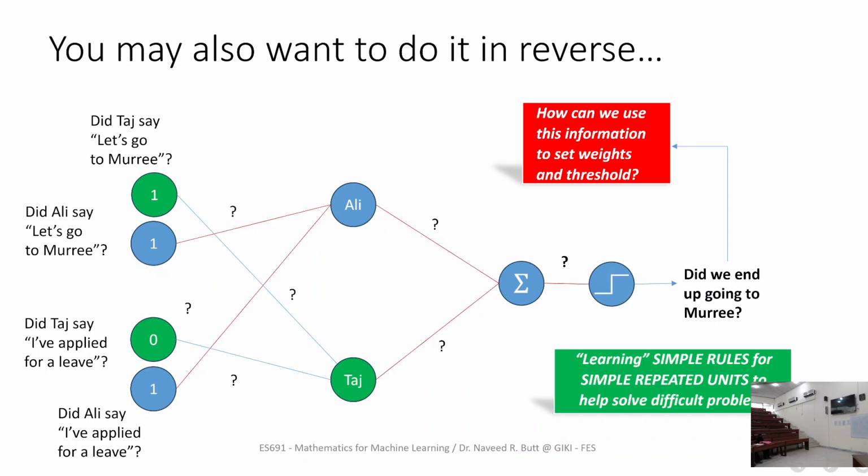So the question I asked you, how can an algorithm learn? We haven't answered that fully. We have just set up a structure, a mathematical structure for the learning. Of course, there is this question still, and we will learn the answer to that in this course: how can we use this information to set weights and thresholds? But notice the idea is the same. Learning simple rules for simple repeated units to help solve difficult problems.